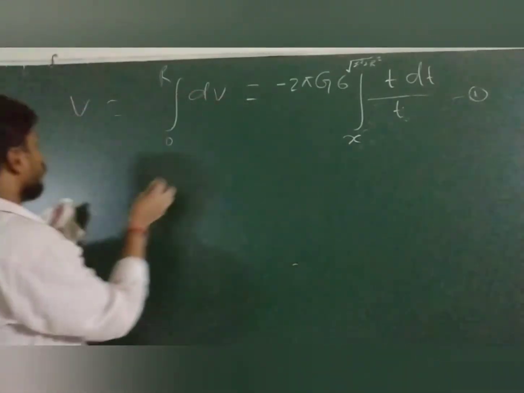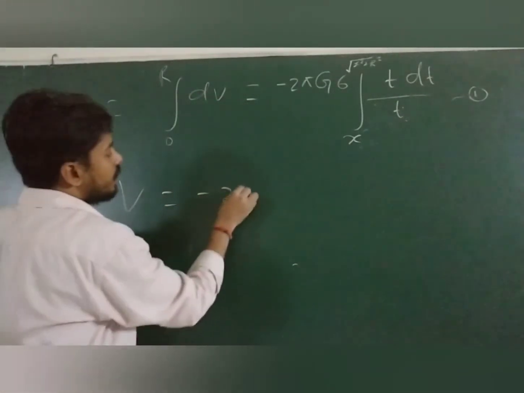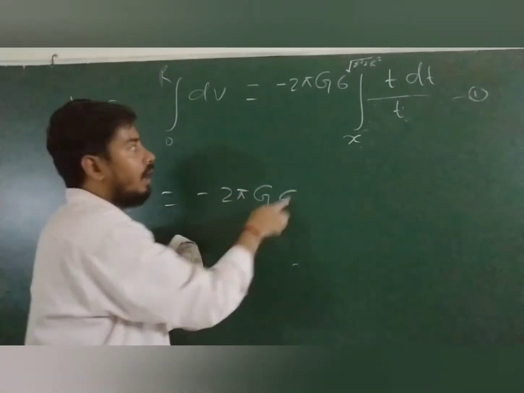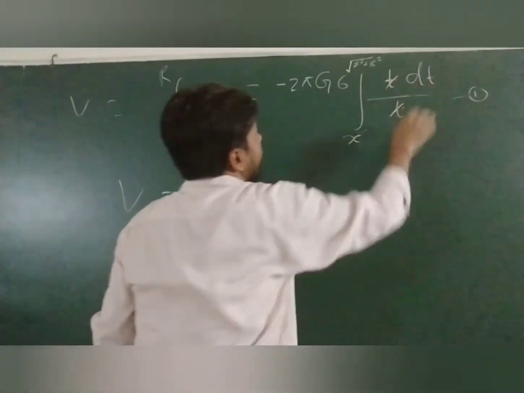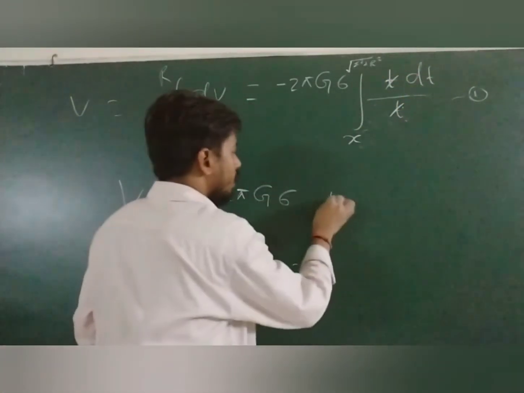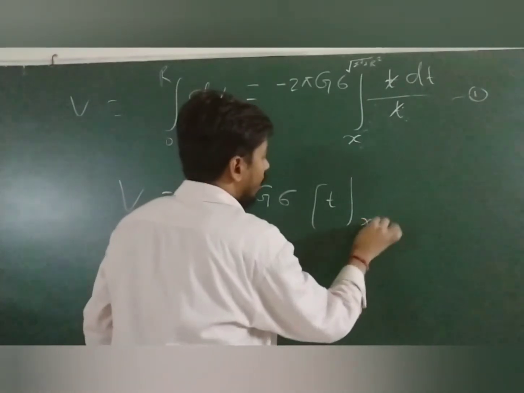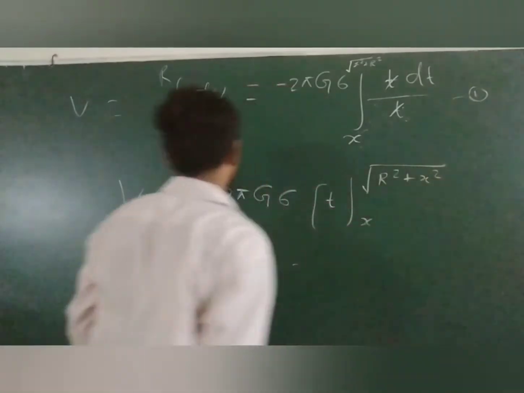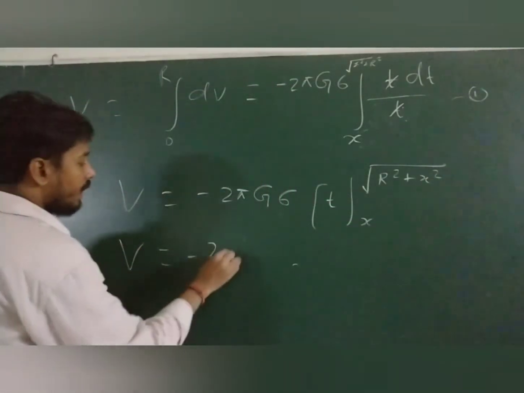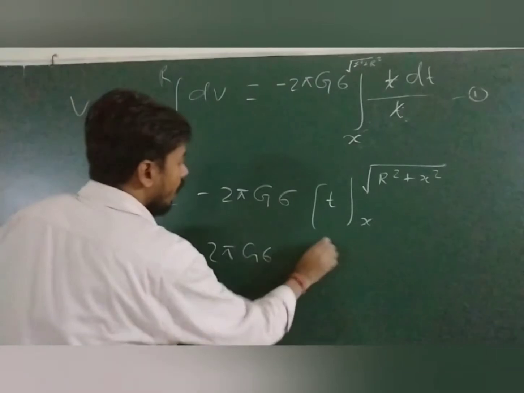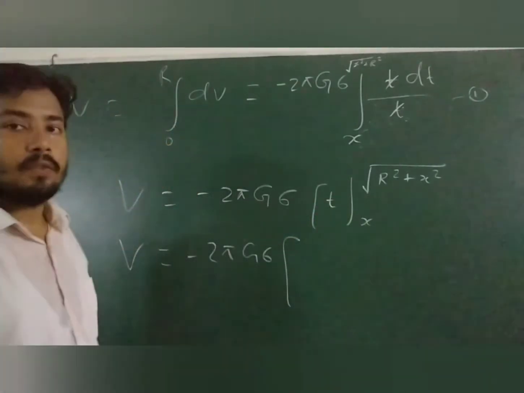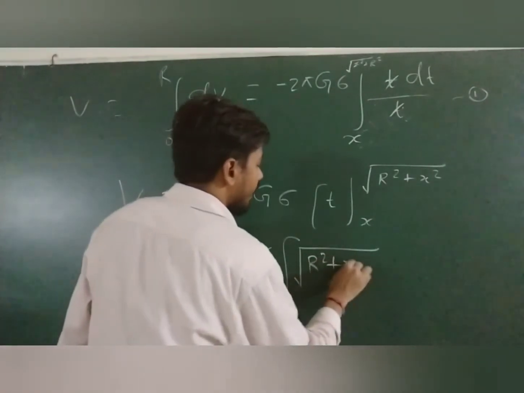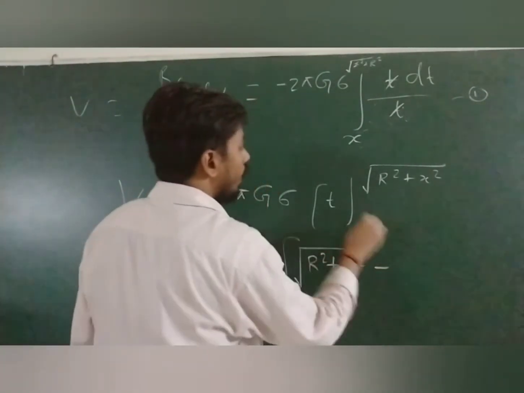t gets cancelled. So V is equal to minus 2 pi G into sigma. T gets cancelled, so the integration of dt becomes t, and this is the lower limit x and this is the upper limit under root r square plus x square. So this becomes minus 2 pi G sigma, and we know how to put the limits. First of all, put the upper limit, so the upper limit becomes under root r square plus x square, minus the lower limit.